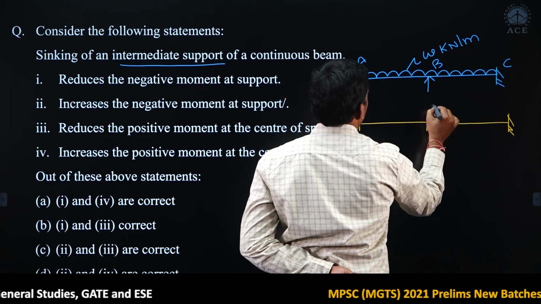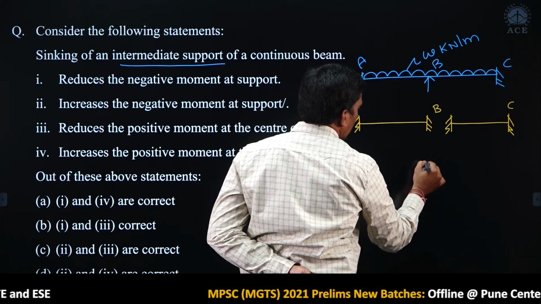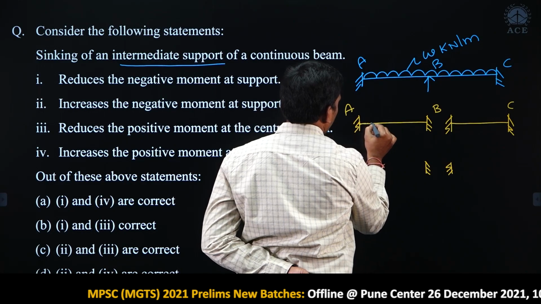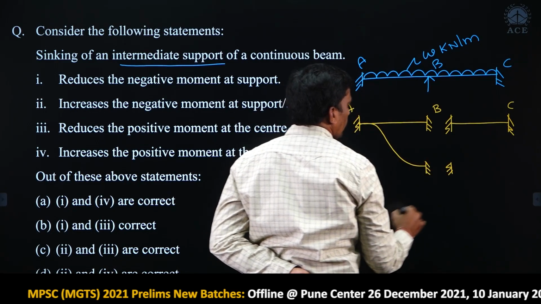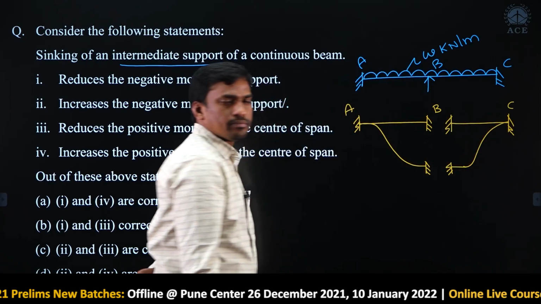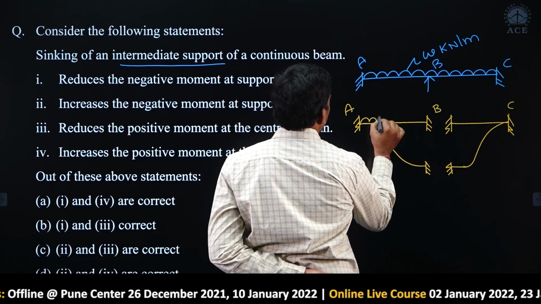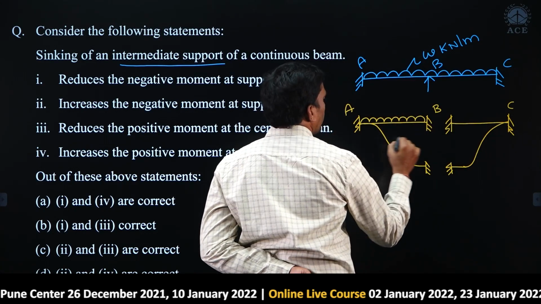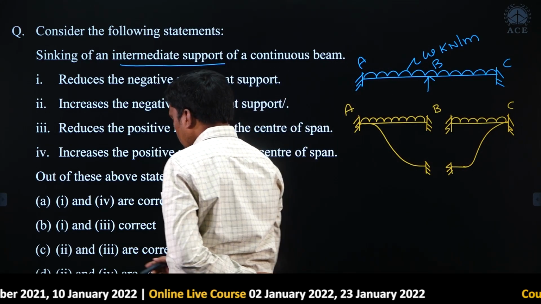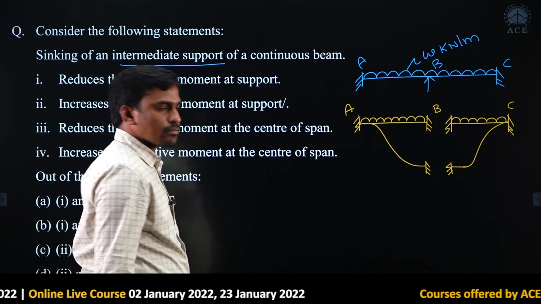Now this is A, this is B and this is C, okay. So sinking of intermediate support, yes or no, okay, it is like this. Students, here there is a UDL, right. First mark the direction of movement due to only UDL, okay.